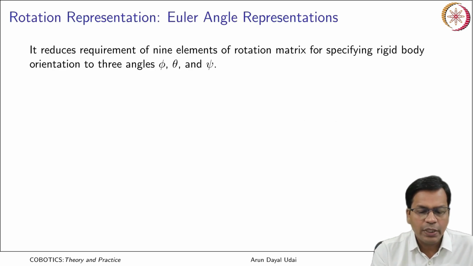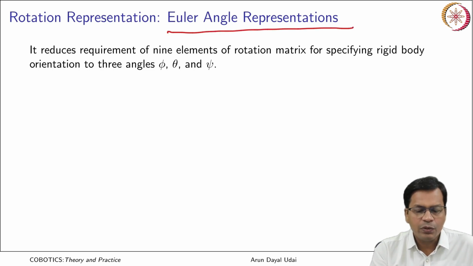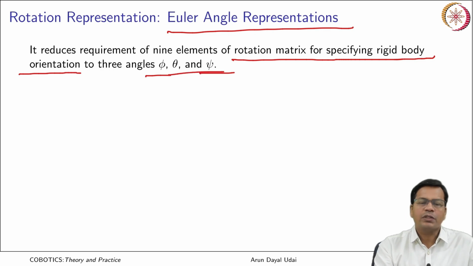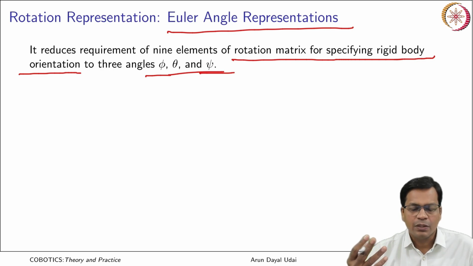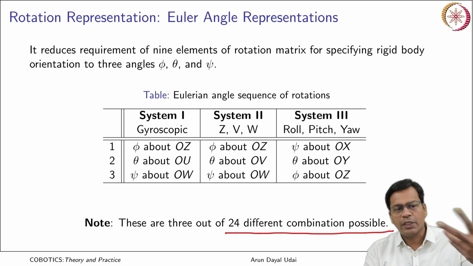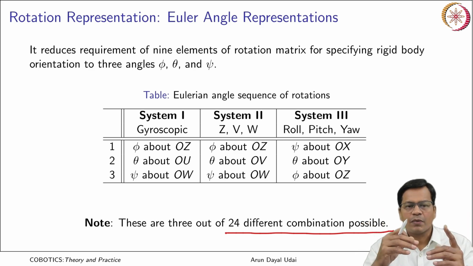Rotation representations are generally done using Euler angle representation. It reduces the requirement of 9 elements of the rotation matrix for specifying rigid body orientations to 3 angles: phi, theta and psi. So using any 3 rotations you can get to any particular orientation. There are standard techniques to do that. There are a total of 24 such combinations possible using absolute rotations, that is with respect to the global reference frame, and a combination of global and local reference frames.